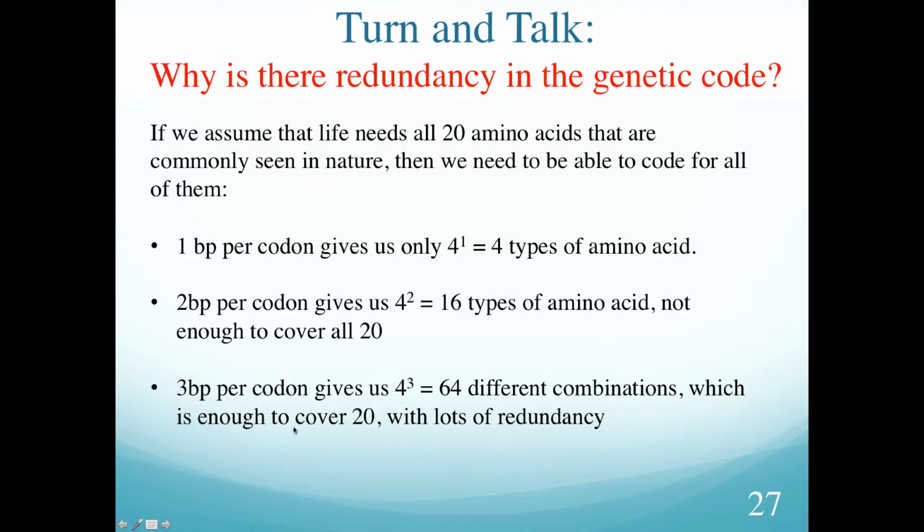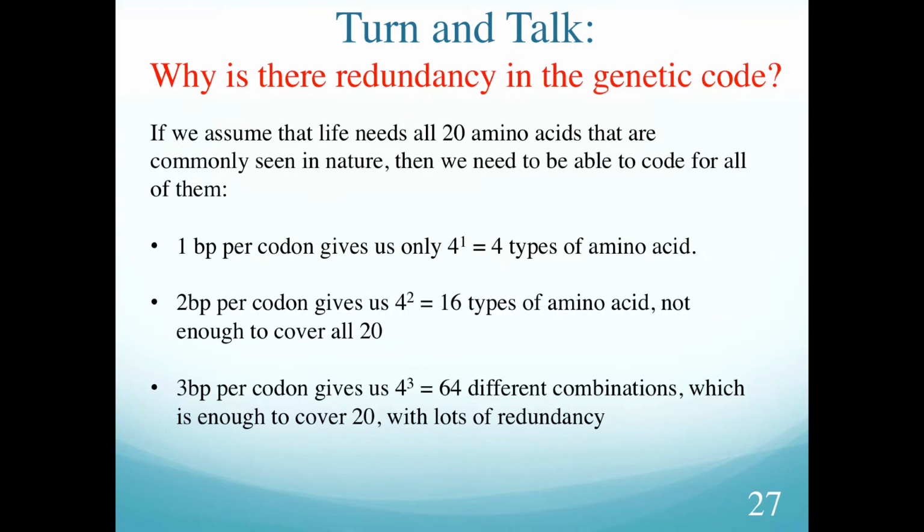With 4 possible bases, if you have 1 base per codon, so if you were trying to code for an amino acid with a single letter, there's only 4 different types that you can code for, A, C, T, or G. Each one of those could code for an amino acid, but you'd only have 4 choices. If you have 2 bases per codon, that still only gives us 4 squared, or 16 types of amino acids. So it's not enough to cover all 20 amino acids. If we have 3 bases per codon, as we actually do in nature, then there are 64 possible combinations. This is enough to cover all 20 amino acids, as well as provide lots of redundancy.